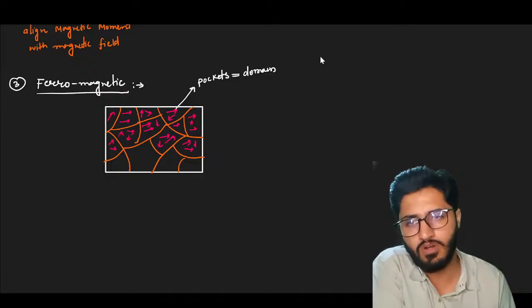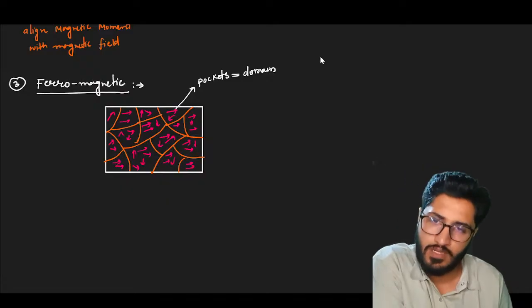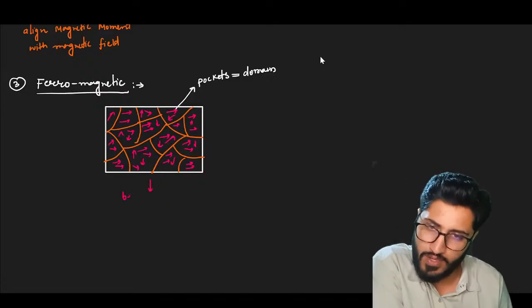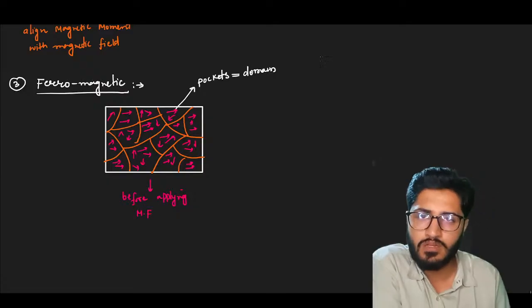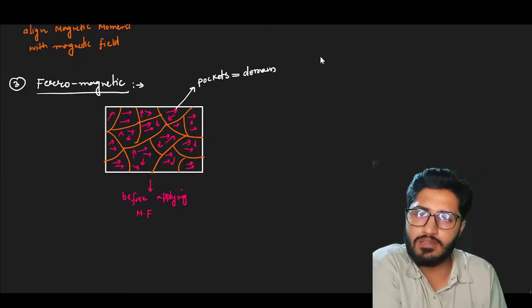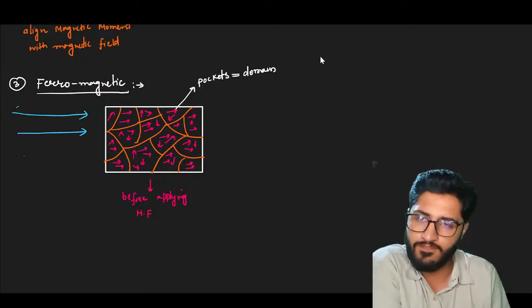In random orientation. It takes time now. I'm just making these diagrams, so it will take time. That's why I'm getting slow. This figure is before applying magnetic field. Now let us apply magnetic field now.